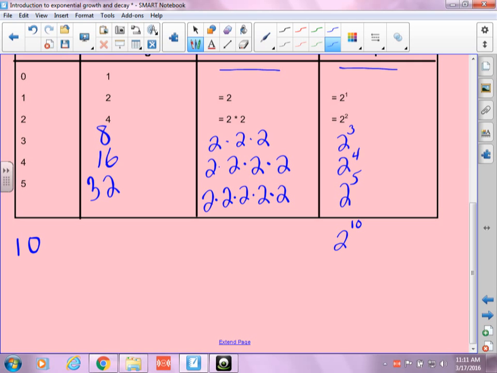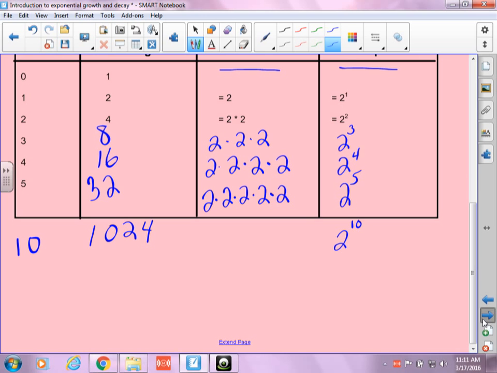What is it? 1,024. So I have 1,024 rectangles. That's why we study exponents. We don't have to sit there and go 2 times 2 times 2 times 2 times 2 times 2 times 2 times 2 times 2 times 2, right? That's why we study them. They help us with really large numbers.